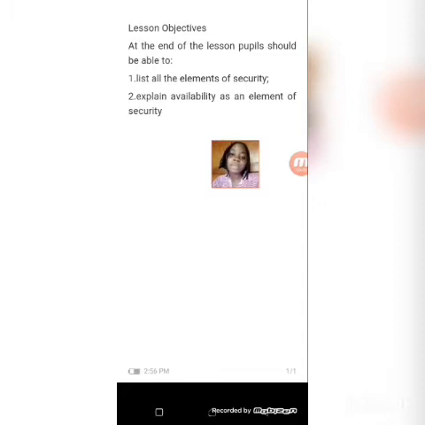At the end of this lesson, we're using our lesson objectives. People should be able to, number one, list all the elements of security. I just listed them. I'm sure you can list them too. Then number two, explain availability as an element of security. At the end of this class, you should be able to close your eyes and mention the elements of security 1, 2, 3, 4. So now let's jump into the content.